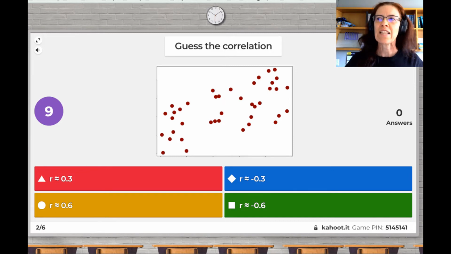Next one. So please, on your piece of paper, you could either write one of those numbers or you could write red, green, blue, yellow, but it's important that you actually do it.